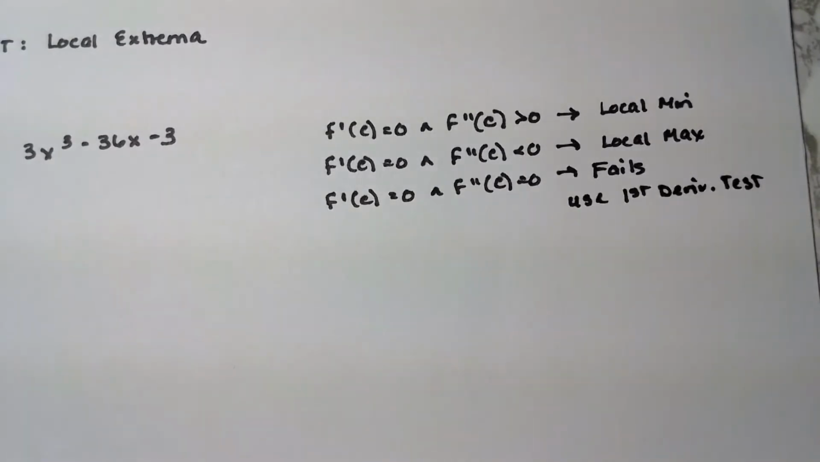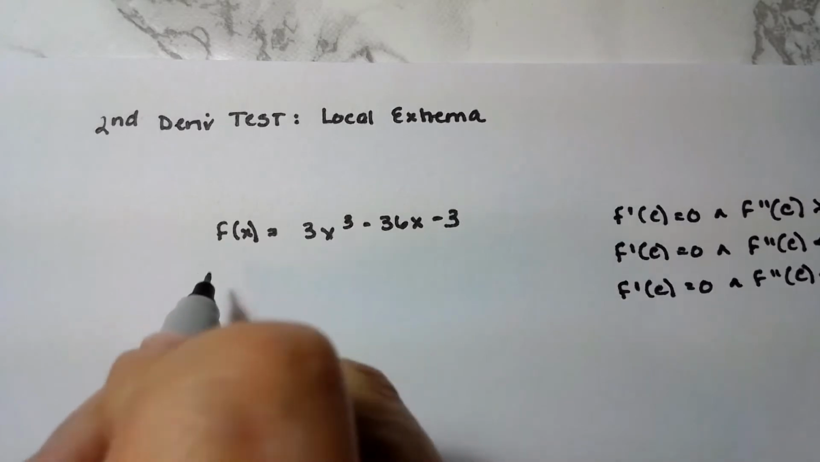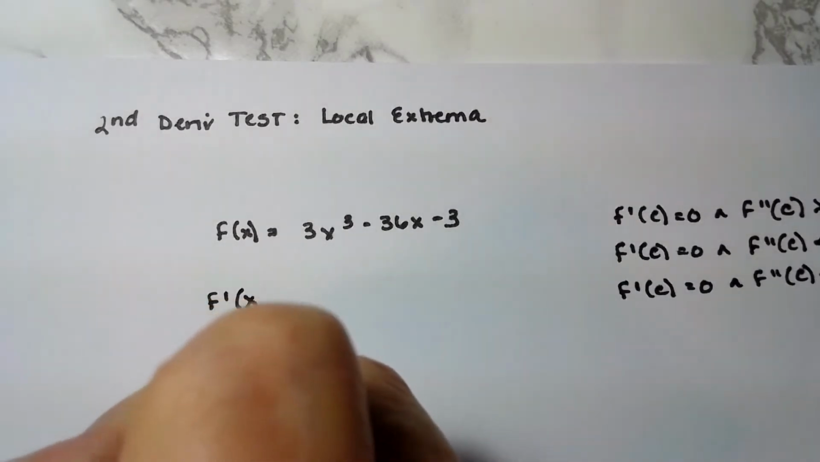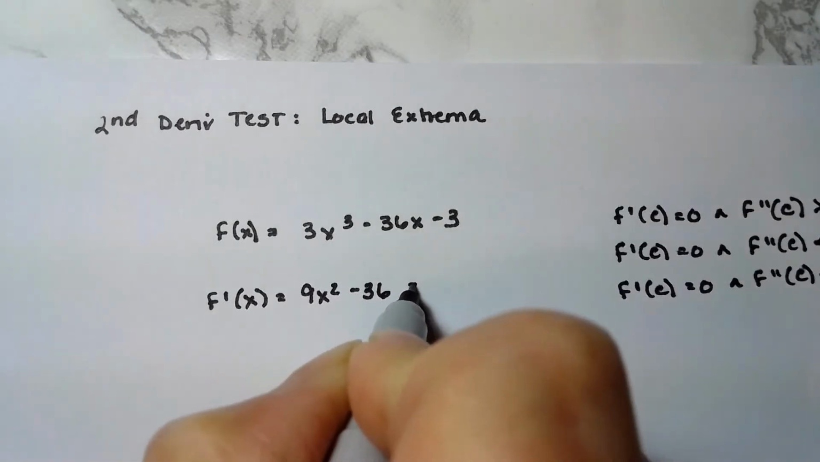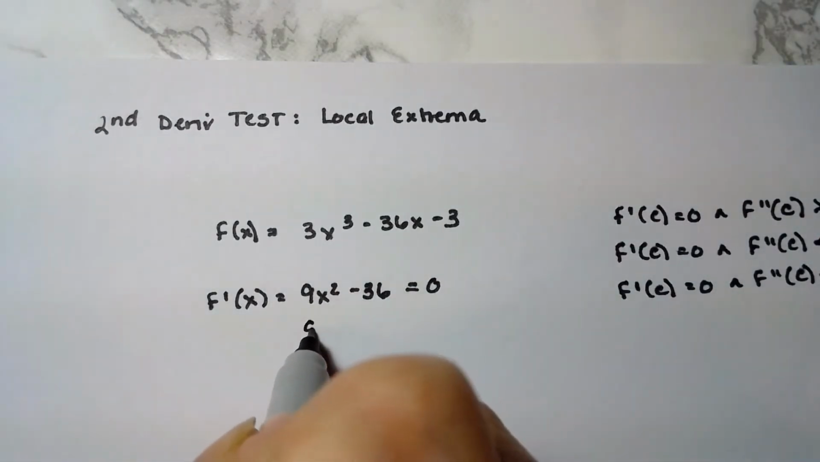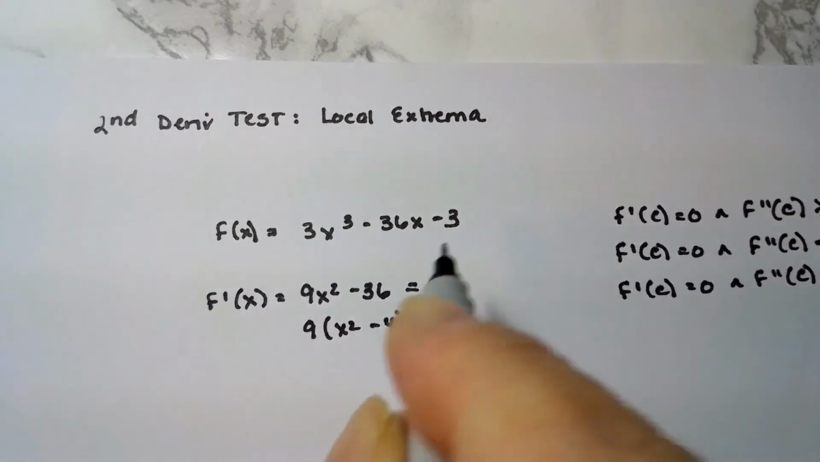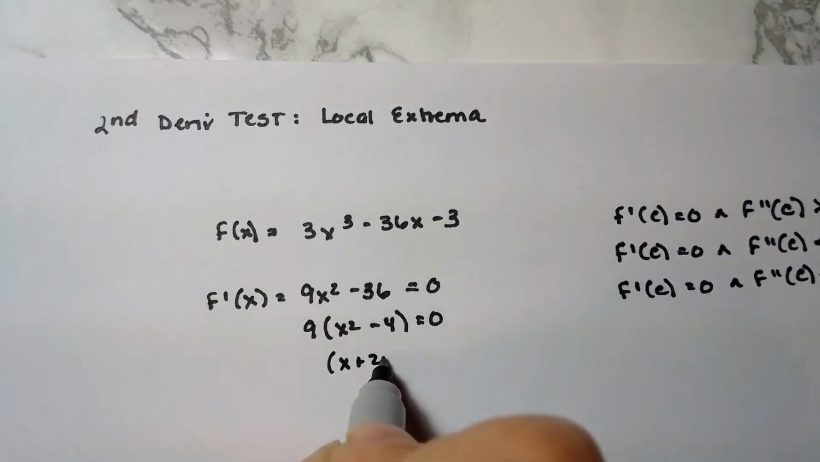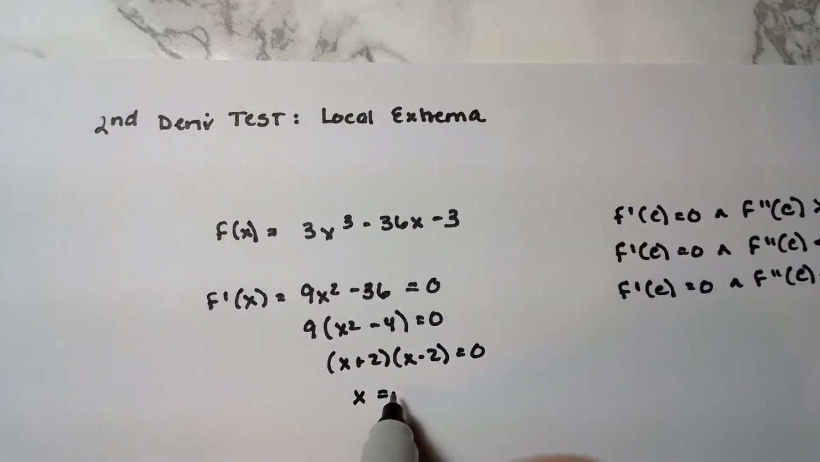Use the first derivative test. Okay? So let's see. F prime of x is equal to 9x squared minus 36, and we're going to set that equal to 0. I'm going to factor out a 9, so we have x squared minus 4 is equal to 0. So we have x plus 2 and x minus 2 is equal to 0. So x is equal to plus or minus 2. Those are the critical numbers of the first derivative.